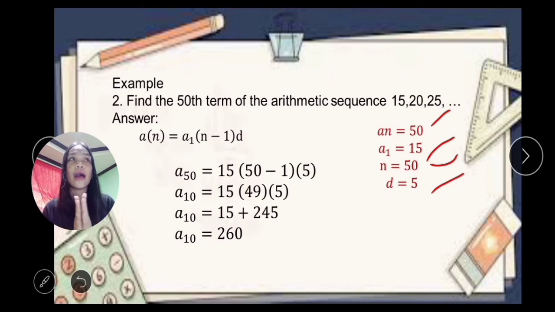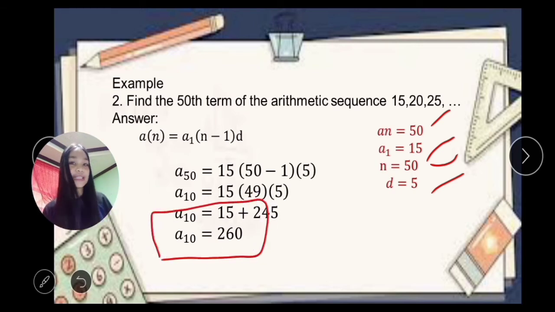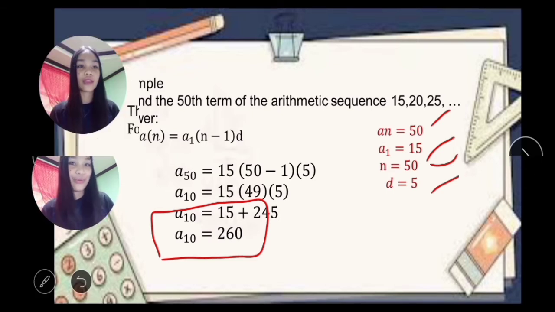Then, we need to add our first term to the result, which is 15 plus 245, that is 260. So, our 50th term is 260. So, that's it for the example of how to find the nth term of an arithmetic sequence.